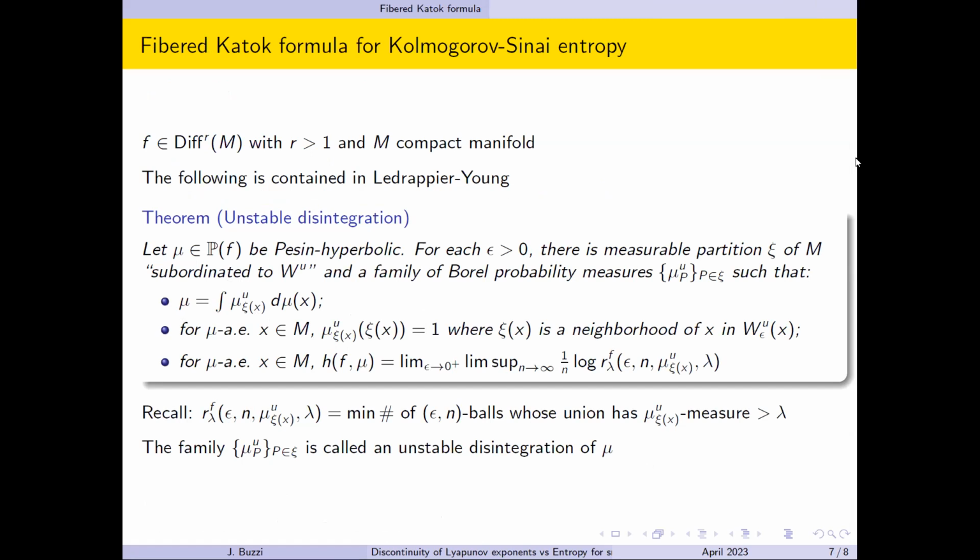Excuse me, is the measure ergodic in this definition, this theorem? Ah, yeah, you're right, sorry. Here it is ergodic. If it's not ergodic, here for almost every point, you get the entropy of the ergodic component. So yes, it should be ergodic. Thank you.